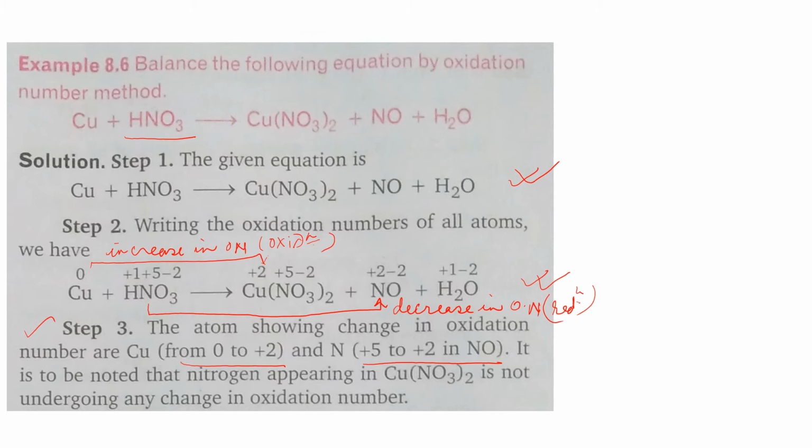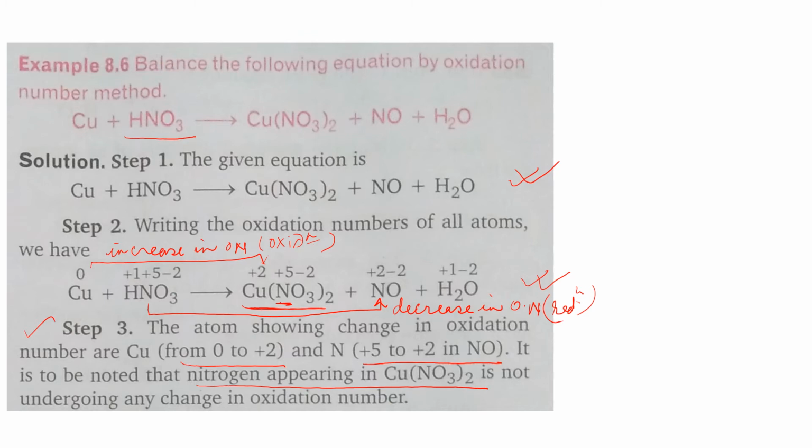Am I clear? It is to be noted here, and this is very important, that here is also nitrogen, here is also nitrogen. So why am I not taking this? The nitrogen appearing in Cu(NO3)2 is not undergoing any change in oxidation number. This is plus 5 and this is plus 5. So we are not considering it.